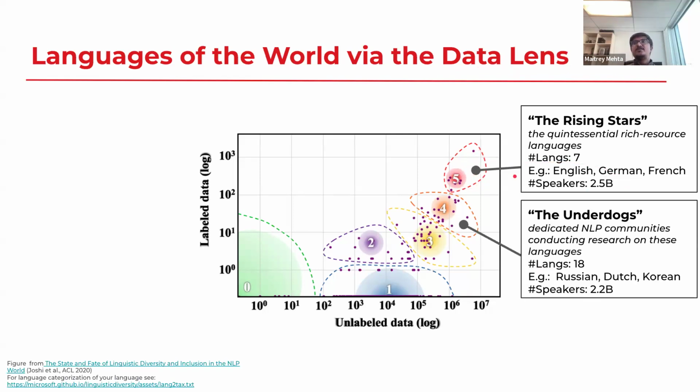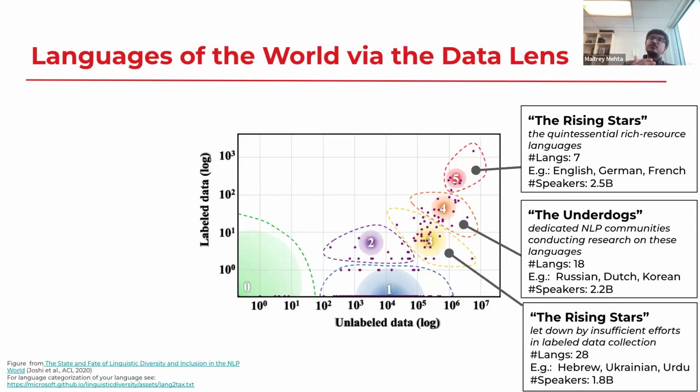Then you have the underdogs. This is a slightly inferior category where there is data, but isn't a lot of data when compared to category 5 languages. But there are a lot of people working in NLP research on these languages. So you'll see data sets and a lot of work happening in these languages by these communities. And languages like Russian, Dutch, Korean fall under this category. 2.2 billion speakers speak a language from this category.